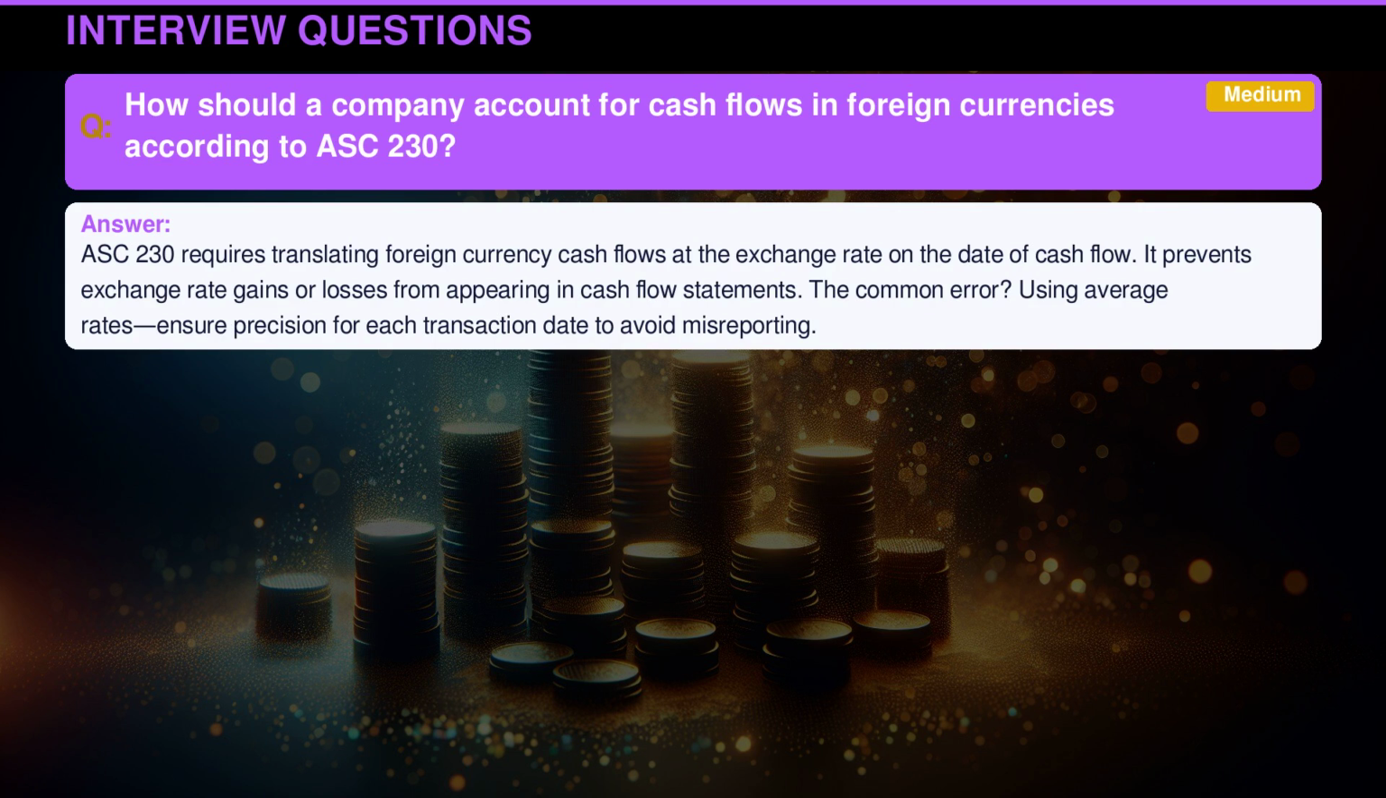ASC 230 requires translating foreign currency cash flows at the exchange rate on the date of cash flow. It prevents exchange rate gains or losses from appearing in cash flow statements. The common error? Using average rates. Ensure precision for each transaction date to avoid misreporting.